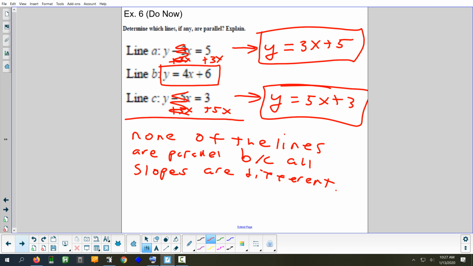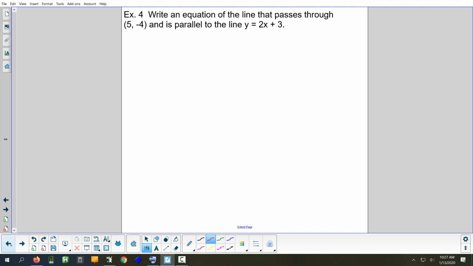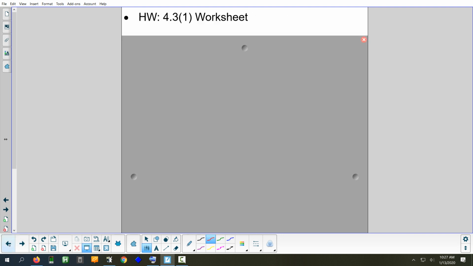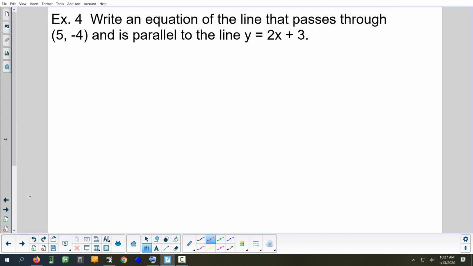So tomorrow what we'll do is we will go over perpendicular. All right, so I'm going to give you guys the worksheet. What I want you to do is, if you finish this one, I will give you the worksheet right after you finish that. So this is due now.